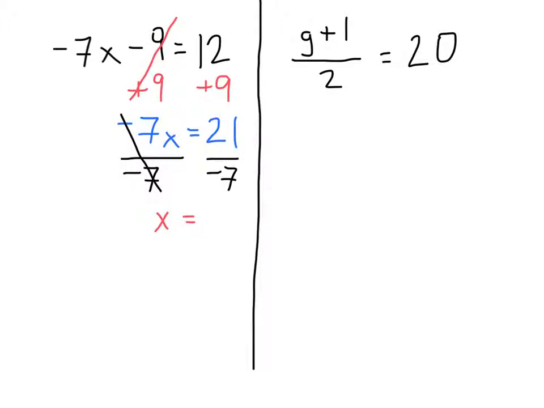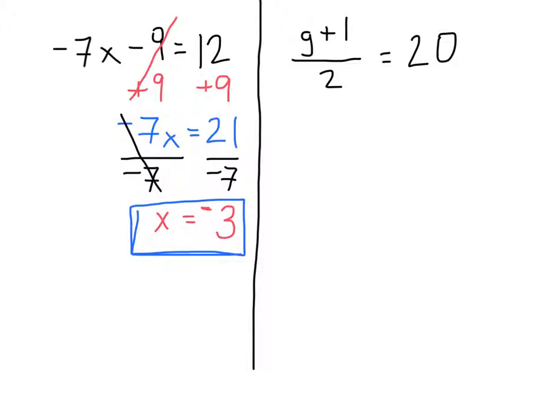Now we have 21 divided by negative 7. What's a positive divided by a negative? The answer is always going to be negative. So 21 divided by 7 is equal to 3. So x is equal to negative 3. This is what our answer is.